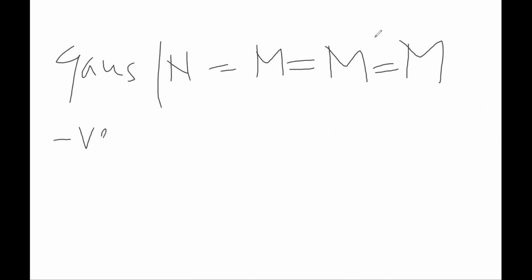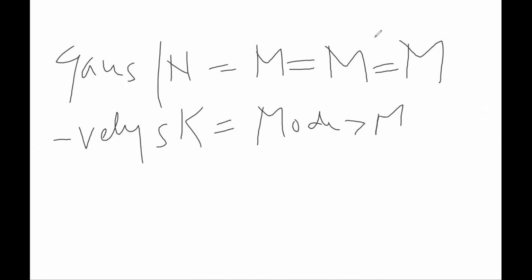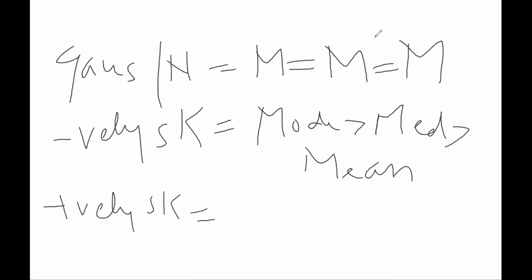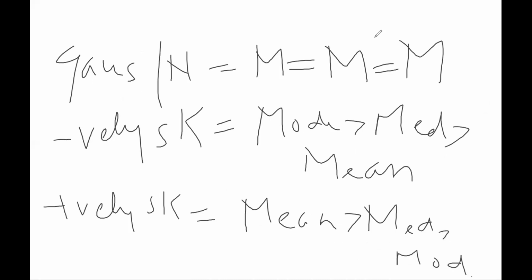For a negatively skewed curve, mode is greater than median is greater than mean. And for a positively skewed curve, mean will be greater than median will be greater than mode. This is the most important thing; you have to cram it.